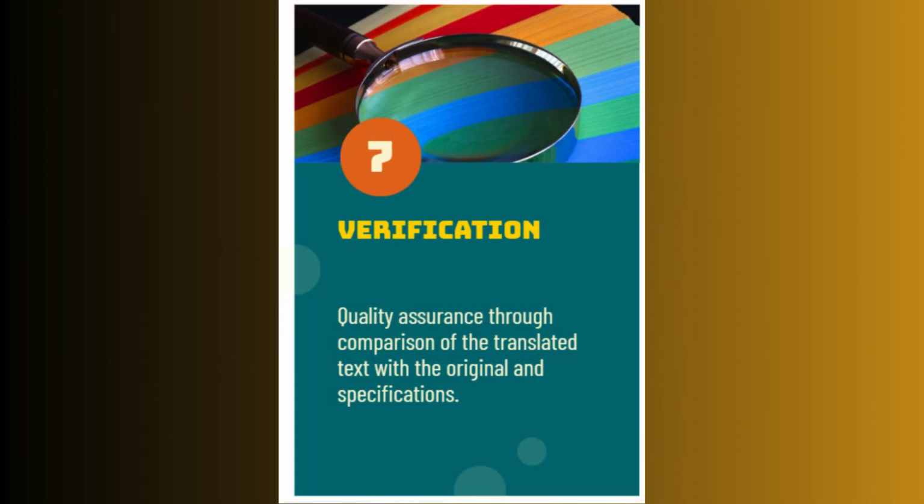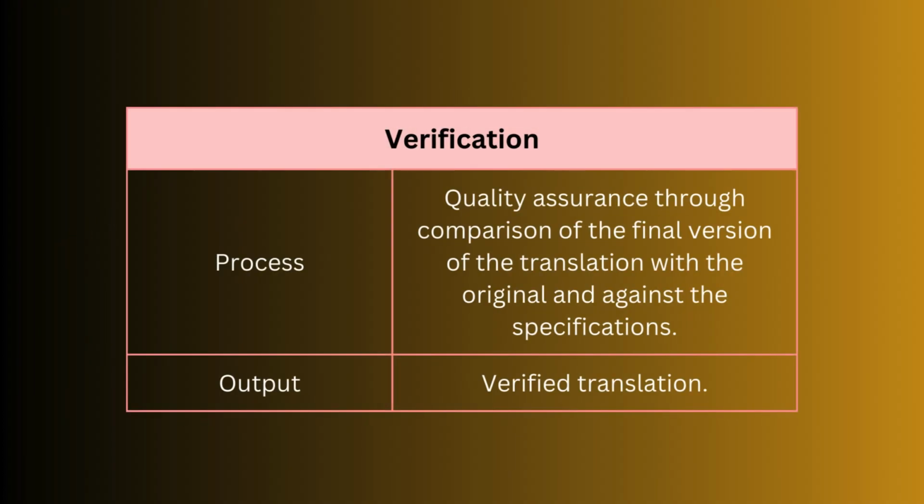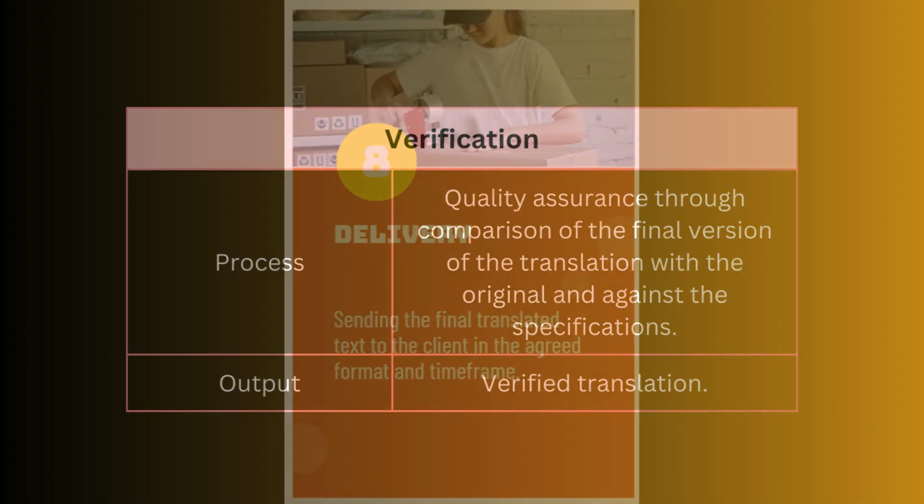Verification is a quality assurance step where the final version of the translation is compared with the original text and the initial specifications. This comparison ensures that the translation meets all the requirements set out at the beginning of the project. It's not just about accuracy but also about ensuring that the translation adheres to the agreed style, tone, and format. Any discrepancies are addressed at this stage to ensure that the translation is of the highest quality. Verification is a critical step that guarantees the translation is ready for delivery and fully aligned with the client's expectations.